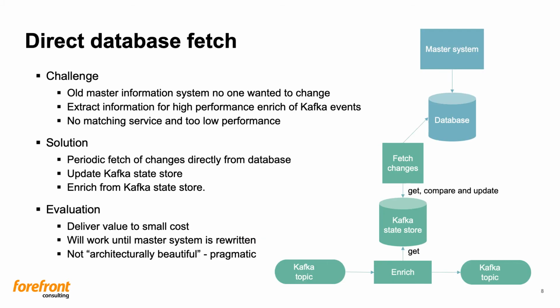The second example is an example of a programmatic solution. We had an old master information system, it did its job, but no one had changed it for many years and no one wanted to take the risk. We needed information for a high volume and rich Kafka events. There was no service returning the requested data, and even if it had been, the performance was not good enough. The solution was to periodically fetch information directly from the database and update a Kafka state store. The Kafka state store was used for the enrich operation.